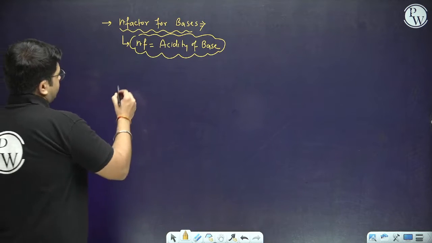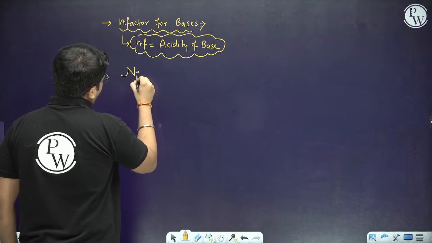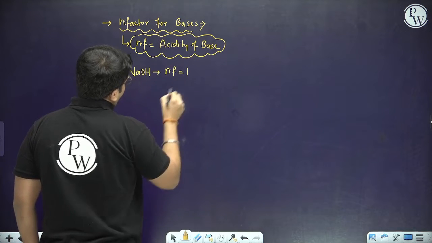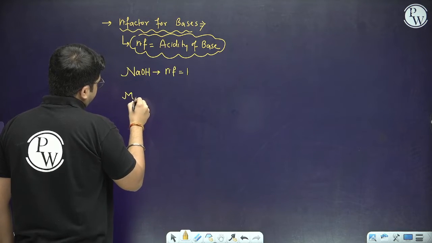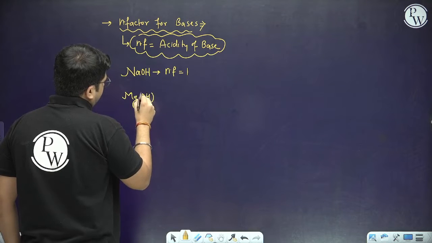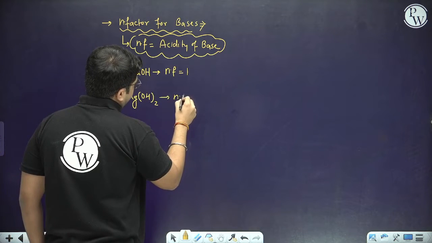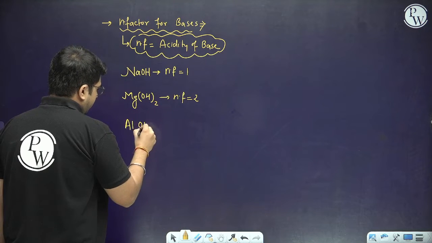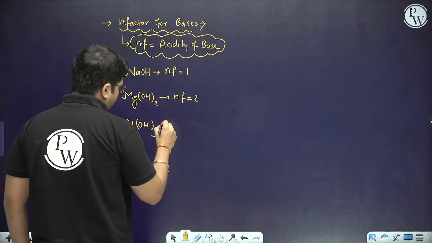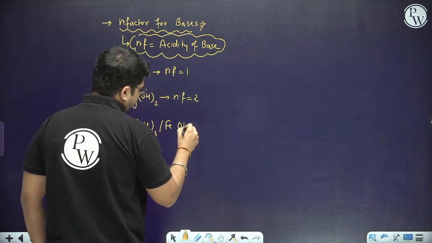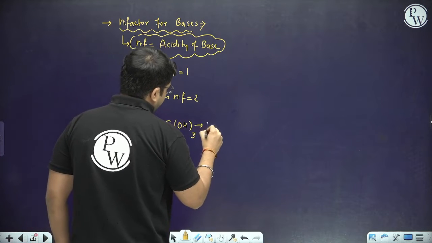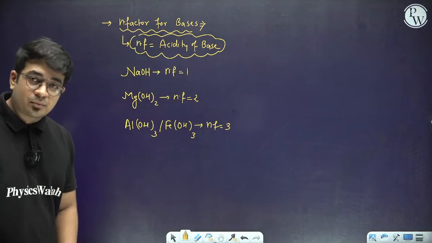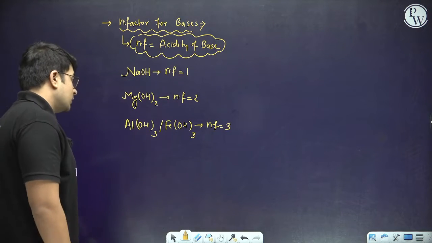So if you look clearly, let's say I have NaOH individually. I can say its N factor will be 1. In case of, let's say, Mg(OH)2, I can say its N factor will be 2. In case of Al(OH)3, or Fe(OH)3, its N factor will be 3. And again, that depends upon the type of reaction you are performing.